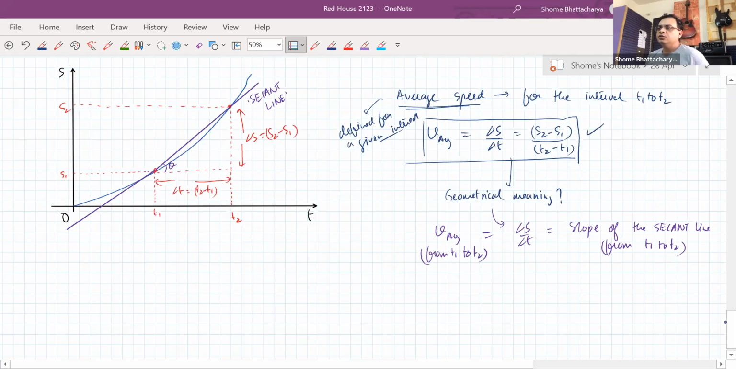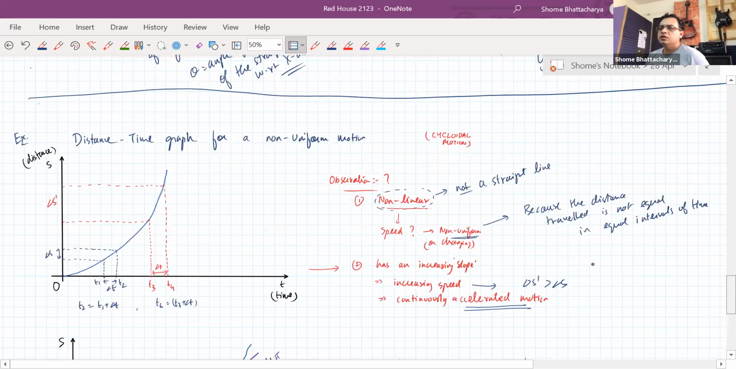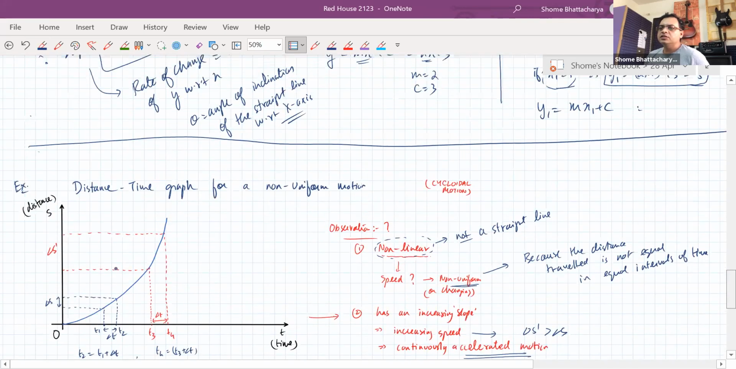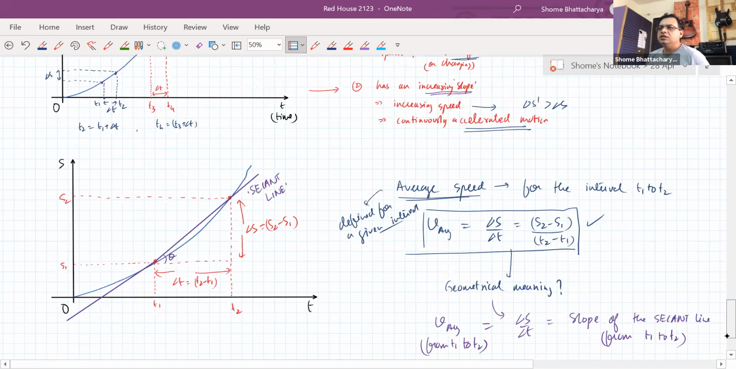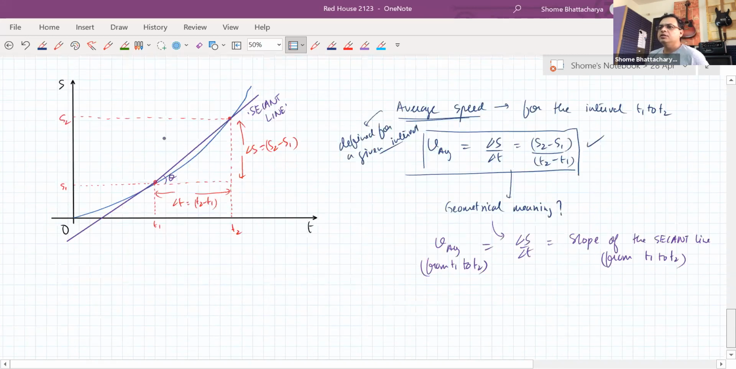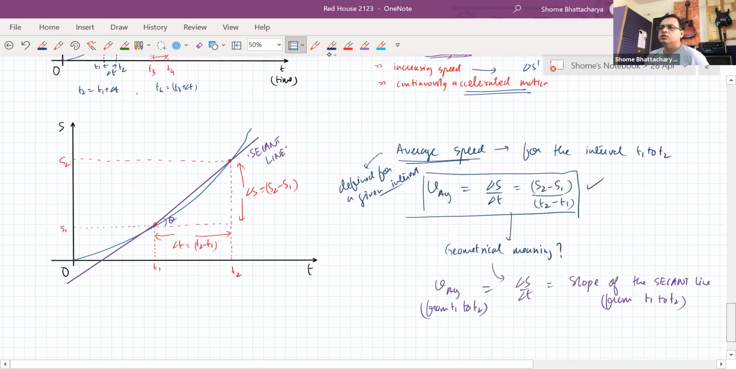Okay. And that is why, in the earlier graph, if you join these 2 points with a straight line, and then again you join these 2 points with a straight line, you can see that the slope is increasing. So that is what I meant by saying that the slope of the curve is increasing. It has an increasing slope. And that is why I could see that the speed is increasing. So it is a continuously accelerated motion. Okay. So this is the definition of average speed when it comes to a general type of motion.